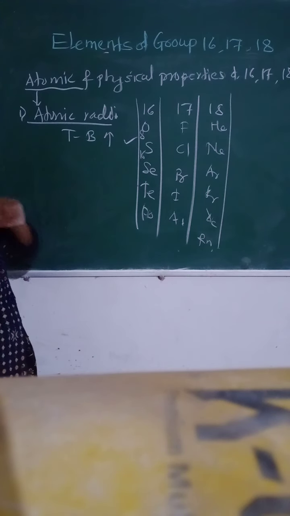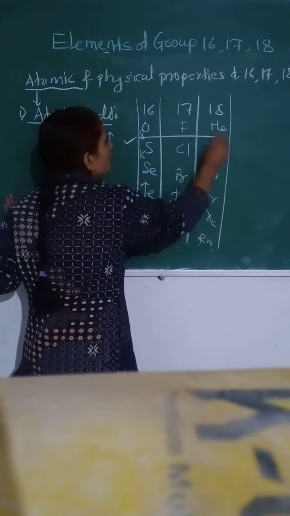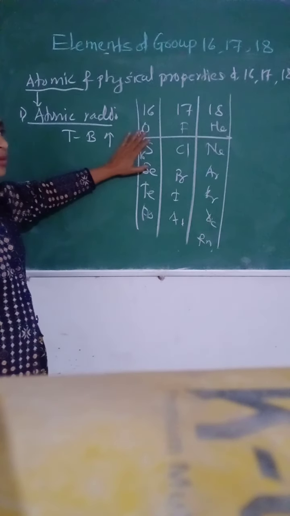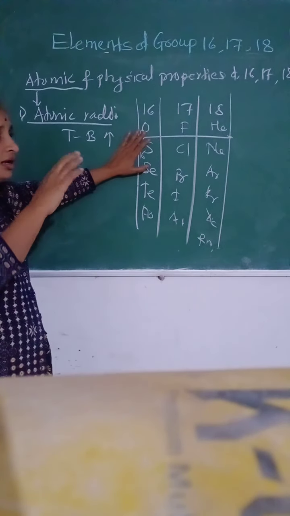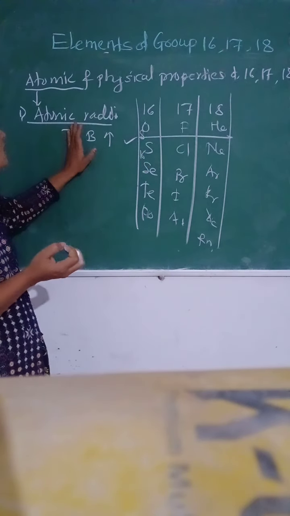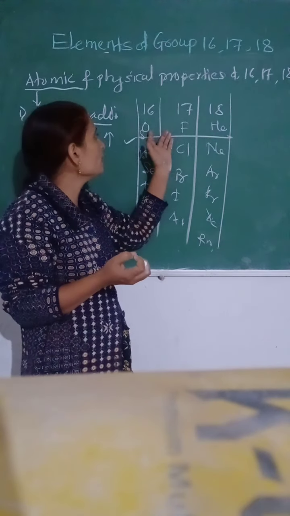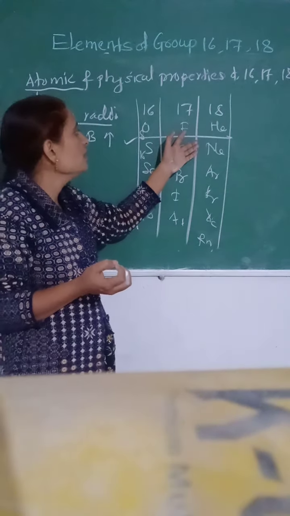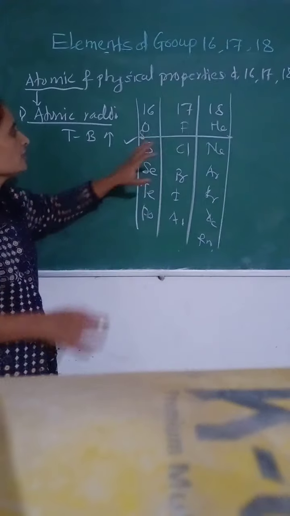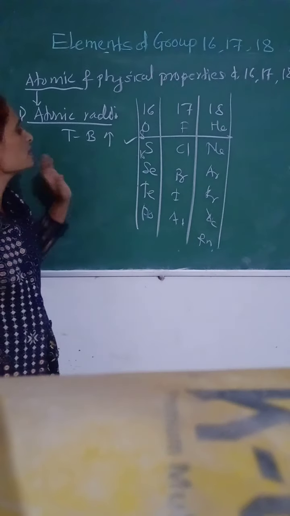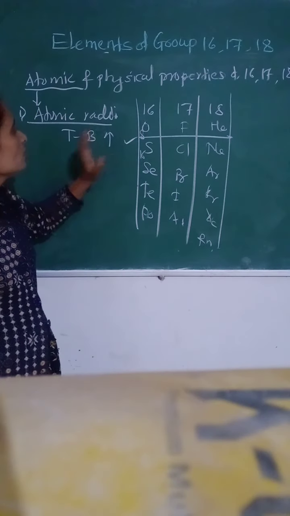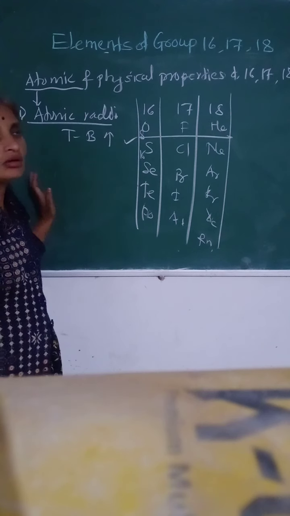But from left to right in group number 16, 17 and 18, left to right in the periodic table, electrons enter in the same shell. That means the size decreases, the opposite side. The atomic radius from left to right, comparing oxygen and fluorine, decreases. The electron enters in that shell and that's why it will contract. The size decreases, the radius decreases. Overall, in group number 16, 17 and 18, comparatively the atomic radii decrease.